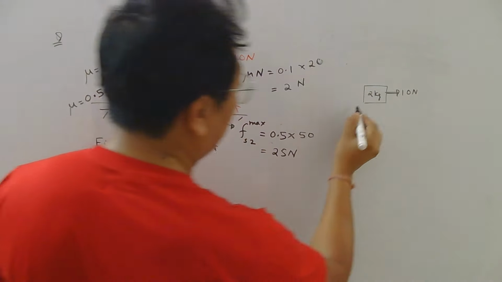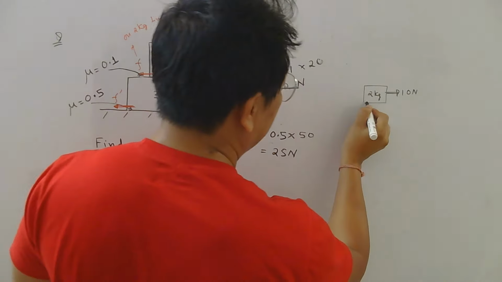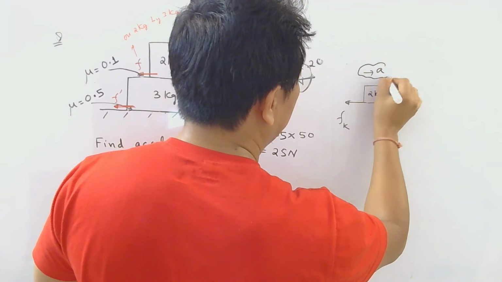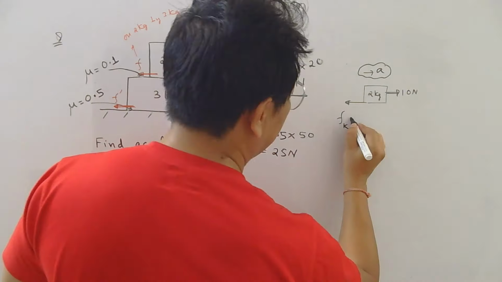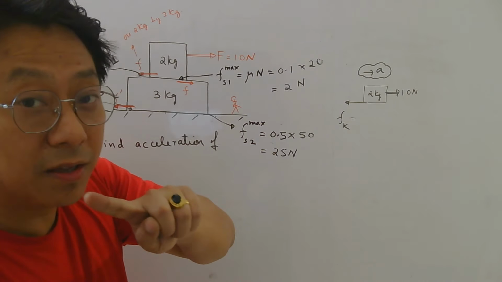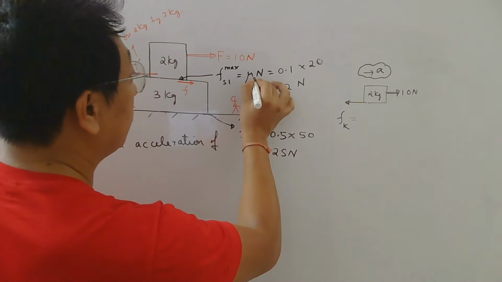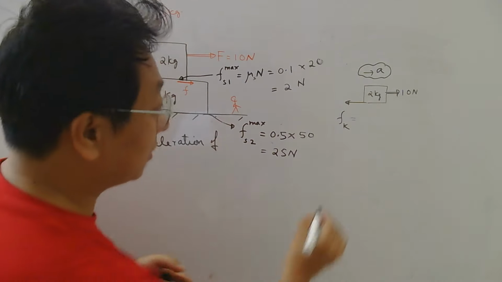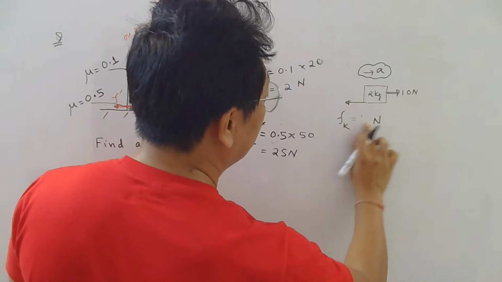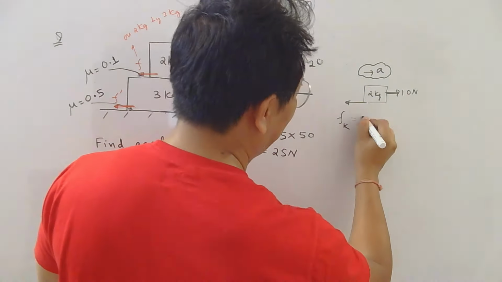Friction here is kinetic now, remember, because this is actually slipping on the surface of the 3 kg block. So this is kinetic, not static. And there is some acceleration which we need to find. The kinetic friction value is the same as the maximum static friction in this problem. If they give mu s and mu k separately, then for maximum static friction you have to write mu s into n, and for kinetic friction you have to write mu k into n. Be careful, okay? But in this question, no need to write mu k into n. It will be the same as mu into n, which is 2 Newton.